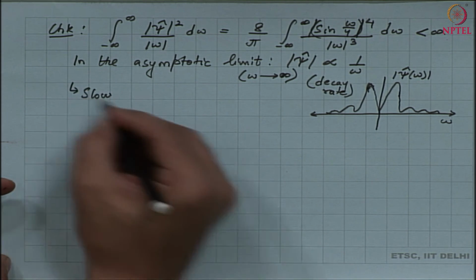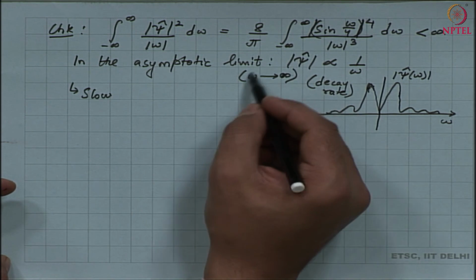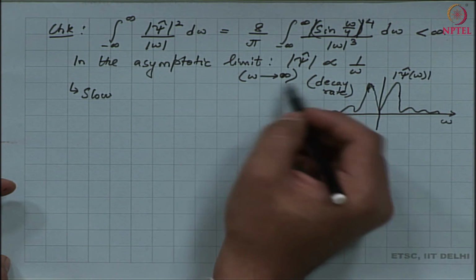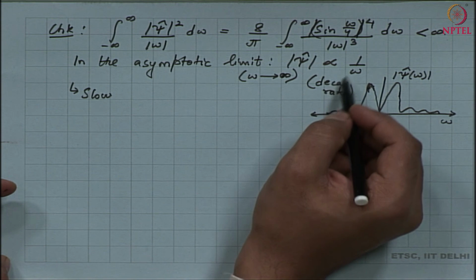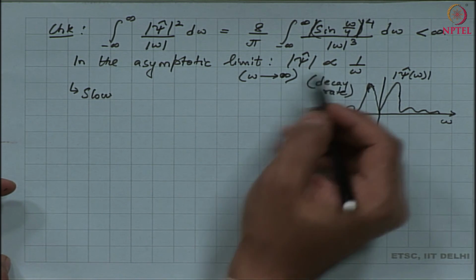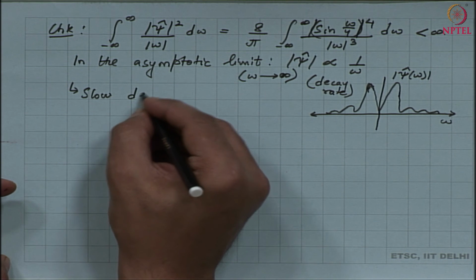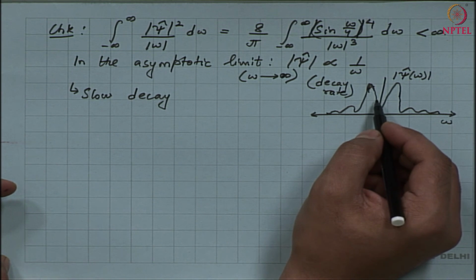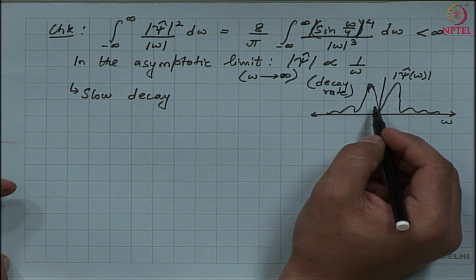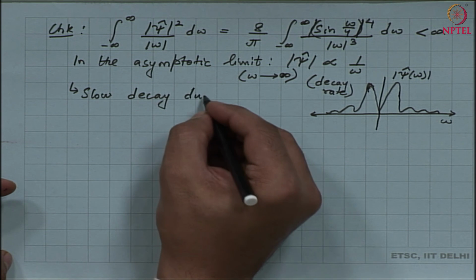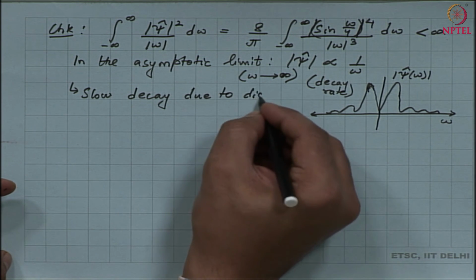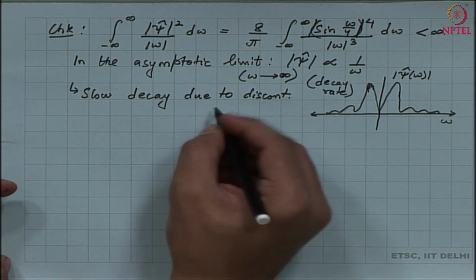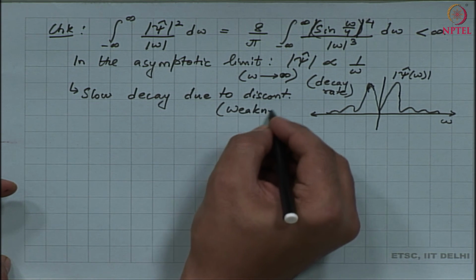Typically we want the decay of the wavelet for large values of the transform variable omega to be faster, very fast. So, in that sense the decay is very slow for the Haar wavelet, and the reason is that there is a discontinuity in the original wavelet. Due to the discontinuity, the decay rate is relatively slow in the transformed plane, and that is considered a weakness in the transform.